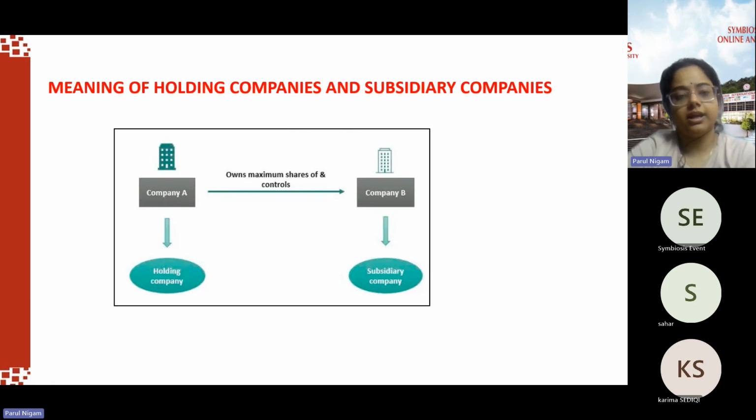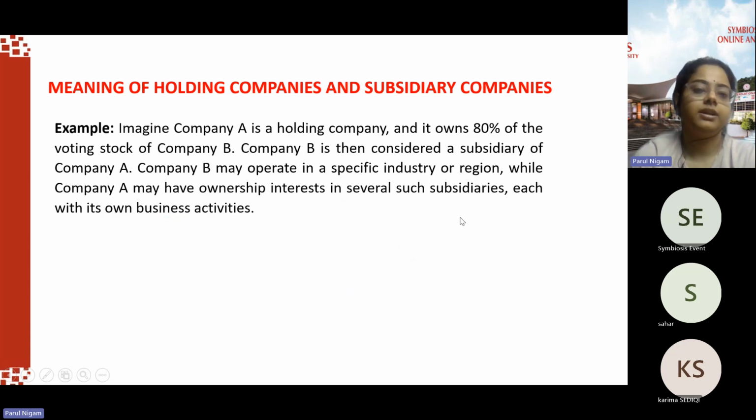So this image can actually explain to you the relationship between the holding company and subsidiary company. You can see there is a company A, which is a holding company, and there's a company B, which is a subsidiary company, and company A is the owner of the maximum shares of company B, and it controls company B. Okay, so that's the scenario with holding companies and subsidiary companies.